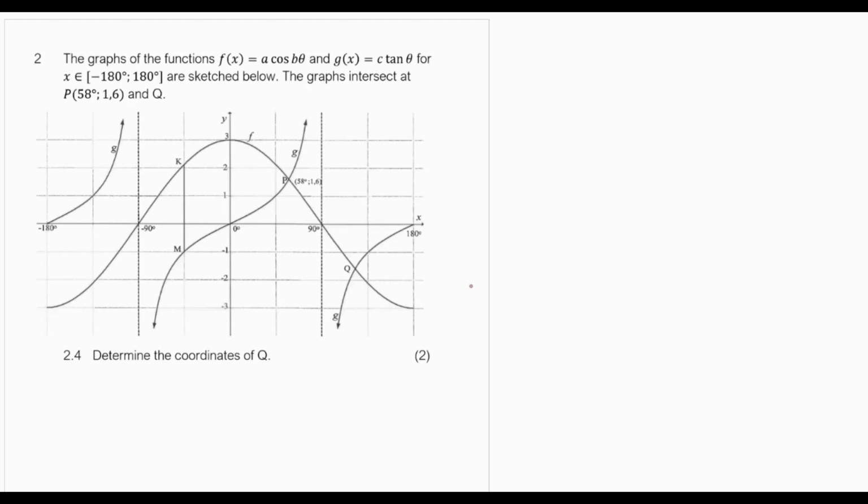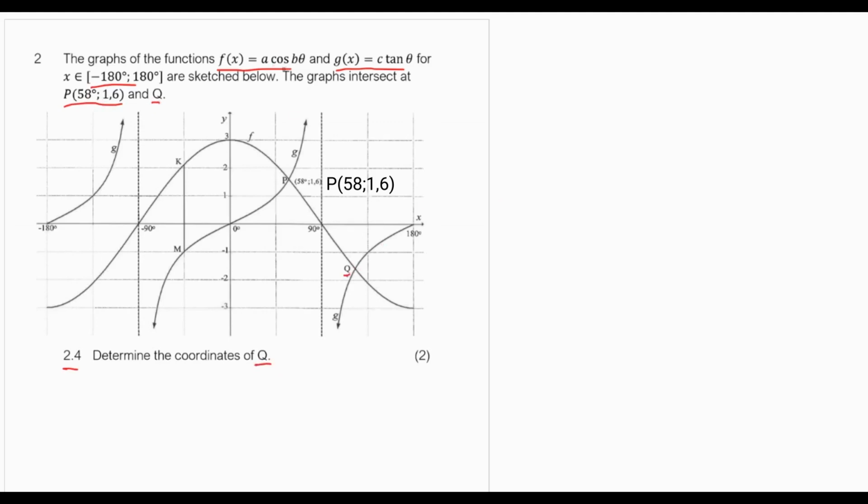Welcome back. Let's do question 2.4. The graph of the functions f of x is equal to a cos b theta and g of x is equal to c tan theta for this domain as sketched below. The graphs intersect at P where the x coordinate is 58 degrees and the y coordinate is 1,6, and also we have Q. Determine the coordinates of Q.